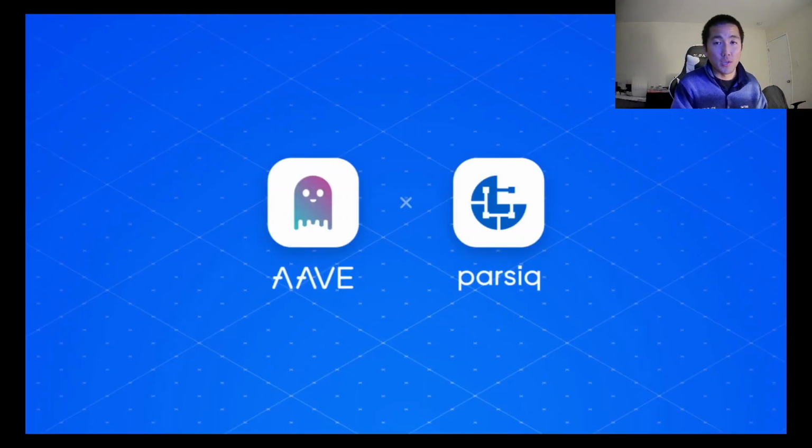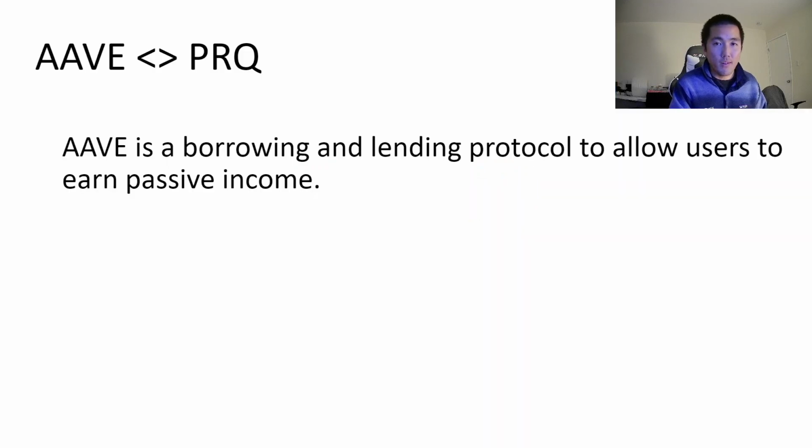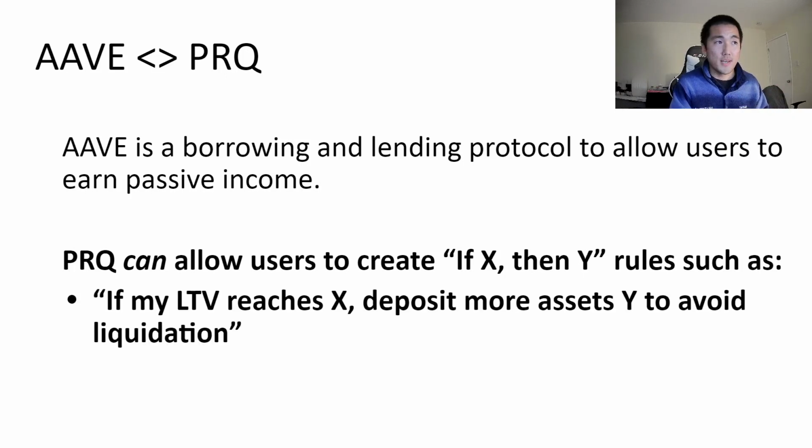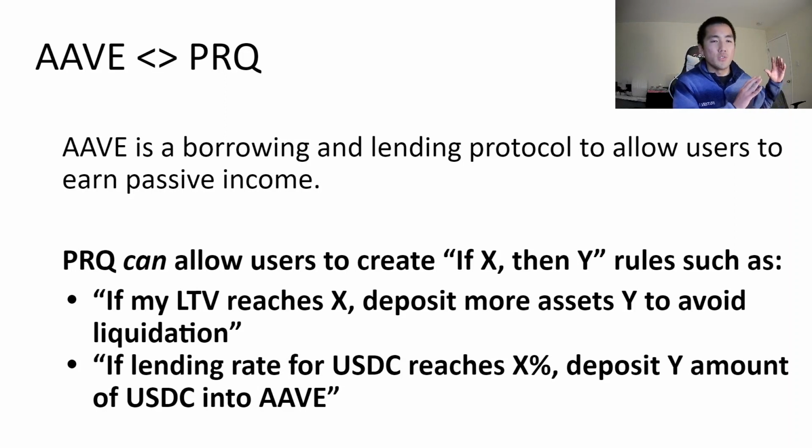Next, I'll be looking at the partnership with AAVE. As we all know, AAVE is the #1 borrowing and lending protocol, and with PRQ, they can create if X then Y rules, such as if my loan to value reaches X, deposit more assets Y to avoid liquidation. Or if lending rate for USDC reaches X%, deposit Y amount of USDC into AAVE. And you can see how useful this might be, because right now you have to do all this manually.